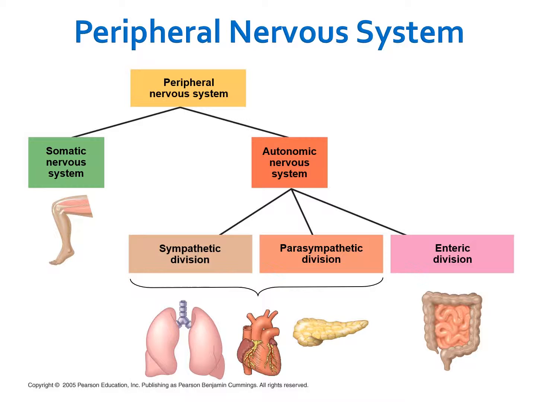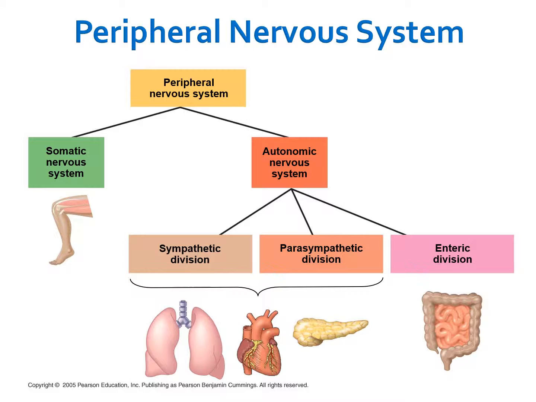The peripheral nervous system itself is divided into two parts, the somatic nervous system and the autonomic nervous system. The somatic nervous system derives its name from the Greek word soma, which means body. The somatic system is responsible for carrying sensory and motor information to and from the central nervous system. This system contains two major types of neurons, the sensory neurons and the motor neurons.